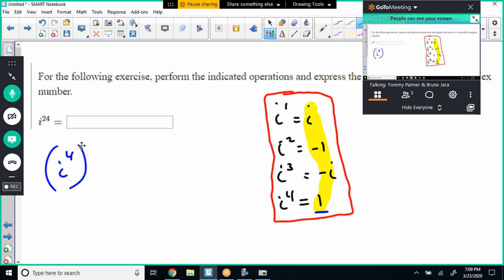It goes into a 6. And when I put this 6 here, if you look at this, 4 times 6 is what? 24. So I've really used that power to a power rule to expand it, and to double check it. So i to the fourth, raised to 6, that's 24, right? So really that is 1 raised to 6, which is just 1, right? So the answer is 1.